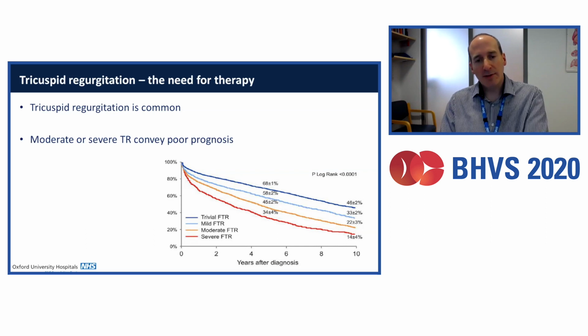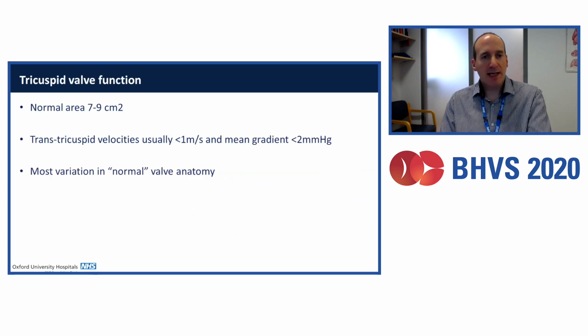Our job when we image these patients is to determine the cause of the tricuspid regurgitation, perhaps give some clue as to whether it could be treated. And to do that, we need to understand how a normal tricuspid valve works and then understand the pathology. I'll just pause now and remind you of some normal figures for tricuspid valve function.